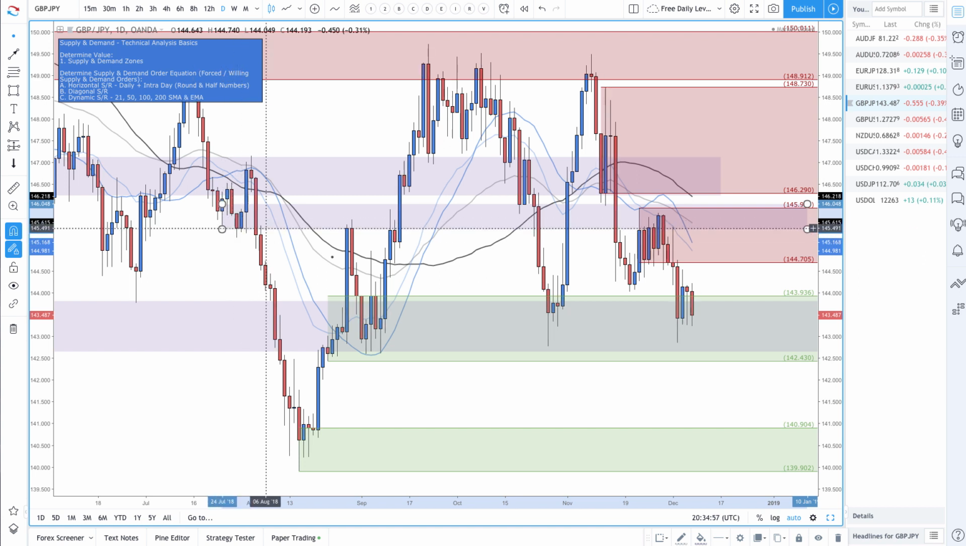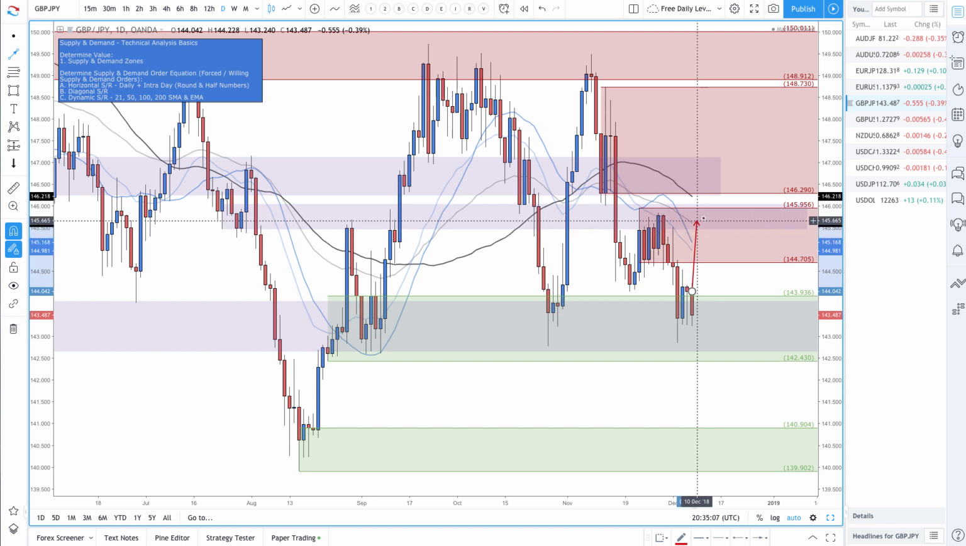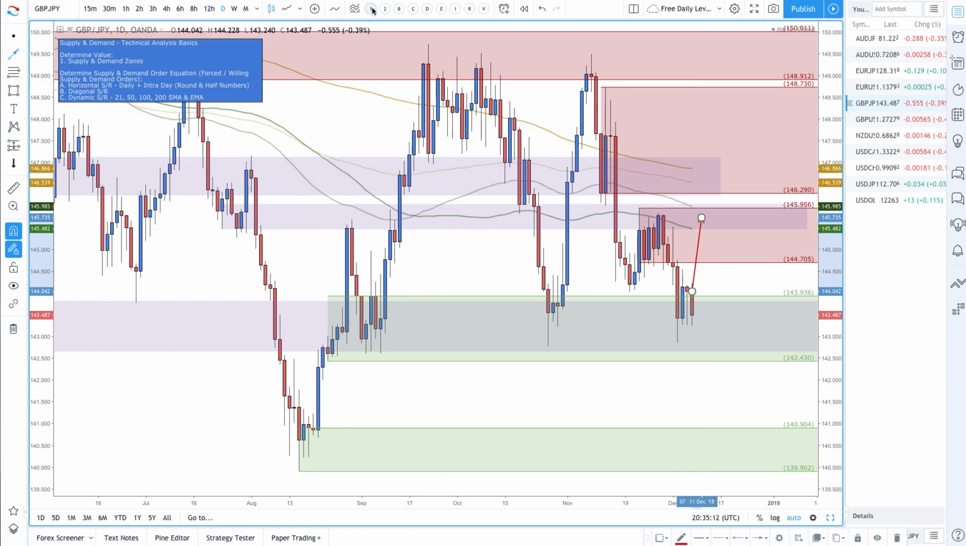So you've got support, resistance, resistance, support, a bit of support at the top end, resistance here. So if prices do come up to this area here, you've got the 21s and the 50s around here. Let's see if you've got any of the 100s and 200s in that area. Here you've got the 100s, so you've got decent dynamic and horizontal resistance within this area of supply.